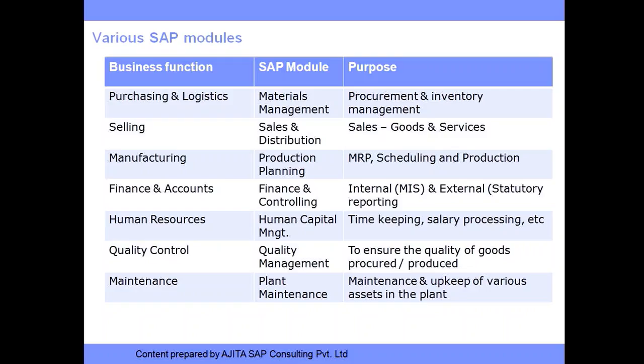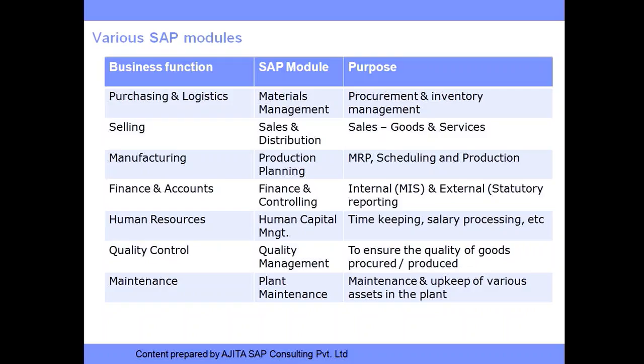Now comes the finance module, which we all know. For finance and accounts, there are two modules. One is finance and one is controlling. Now, what does finance do and what does controlling do? Finance, which we will be learning, is basically for external reporting. External meaning statutory reporting, and controlling is something where the data is used for internal reporting for MIS purposes.